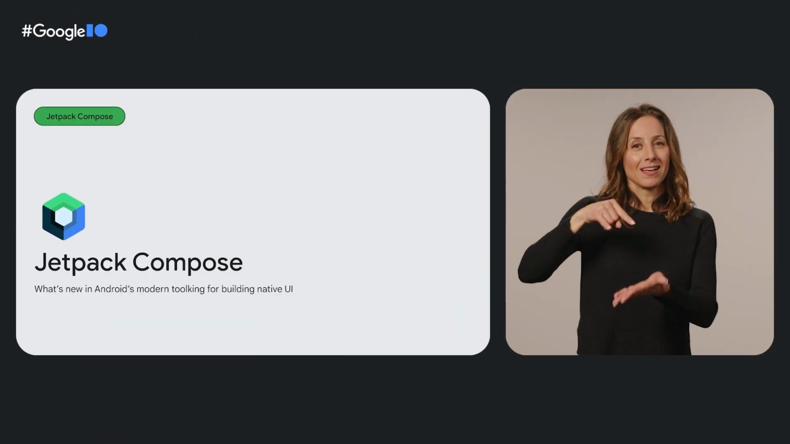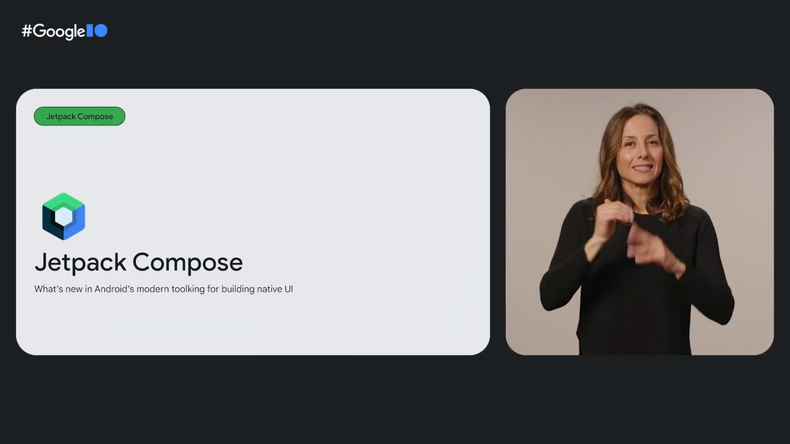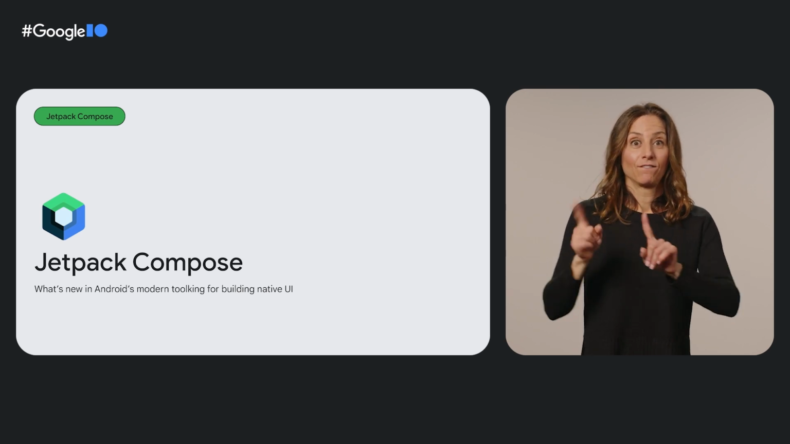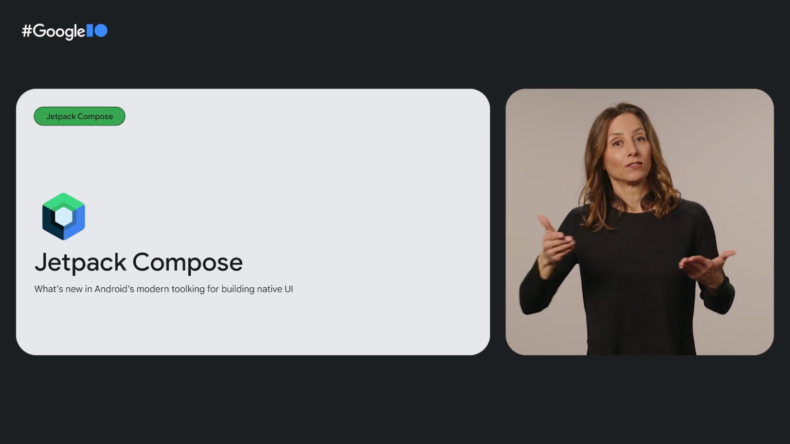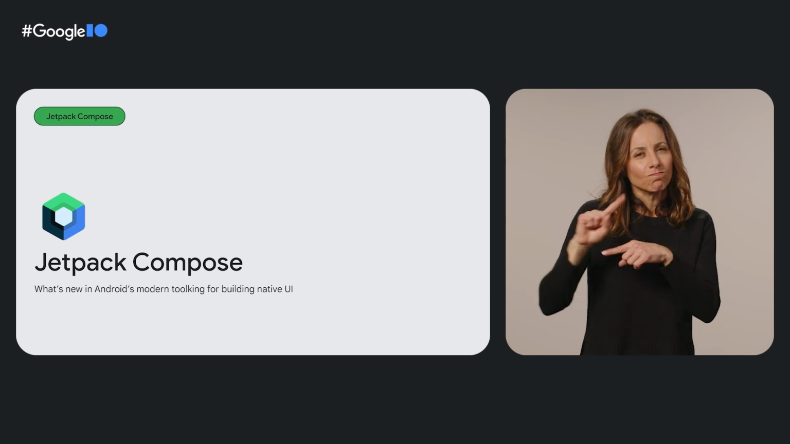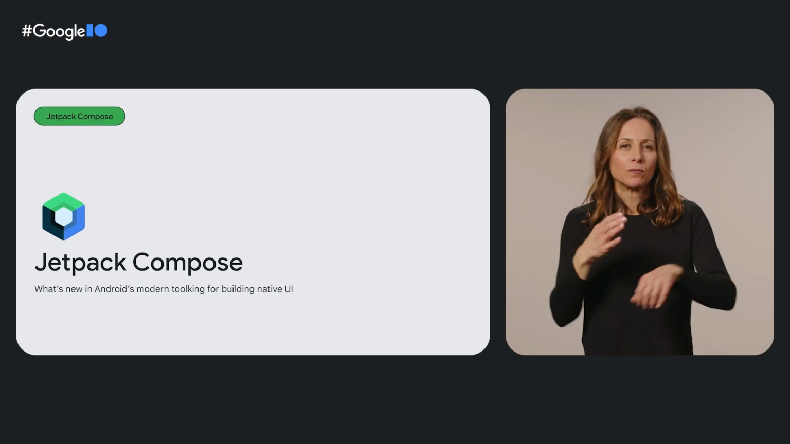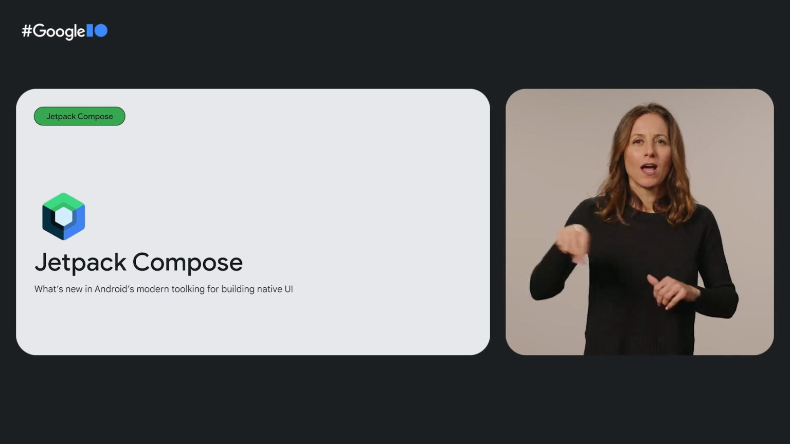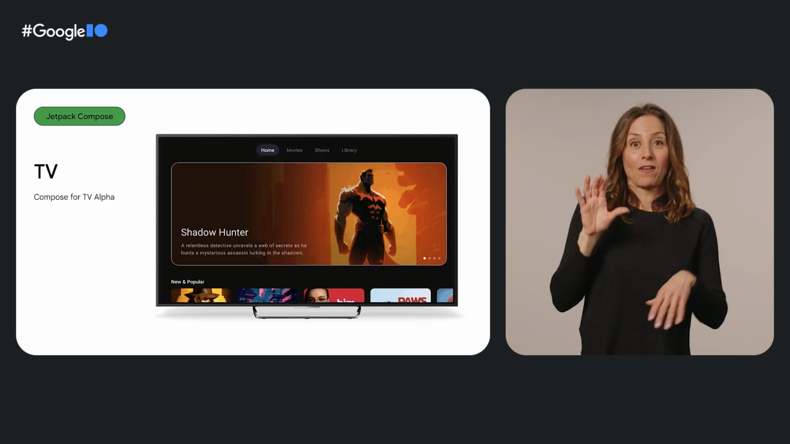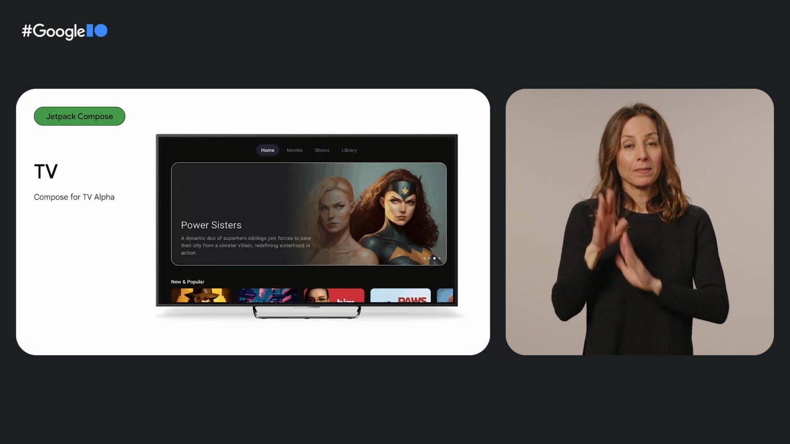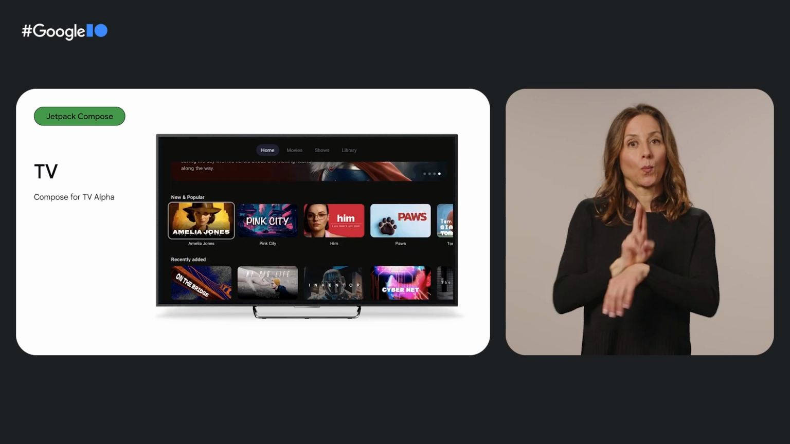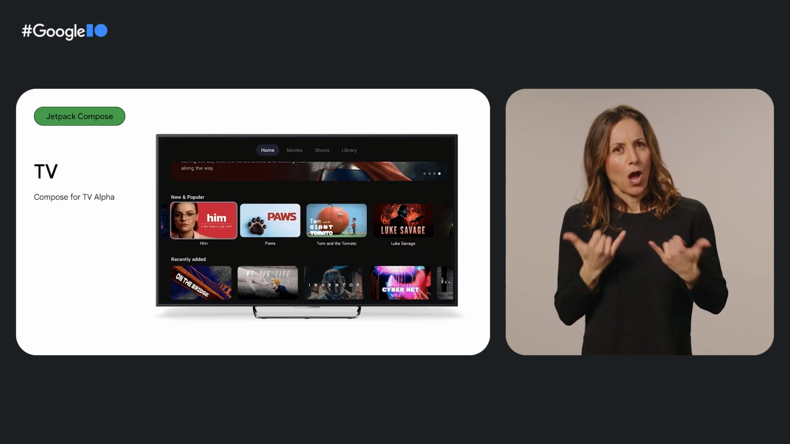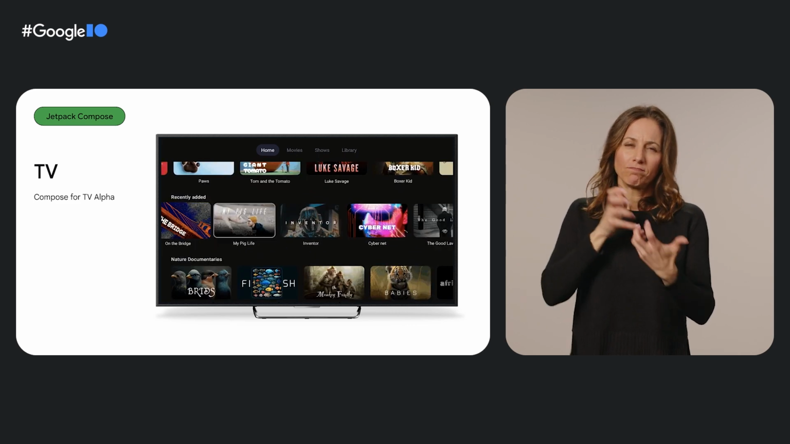Jetpack Compose is Android's modern toolkit for building native UI. Since we released the first Compose bill of materials in October last year, we've been working on new features, bug fixes, performance improvements, and bringing Compose to everywhere you build UI. The initial release of Compose focused on mobile development, and last July, we launched Compose for Wear OS, bringing Android's modern toolkit to another platform with UI optimized for the watch.